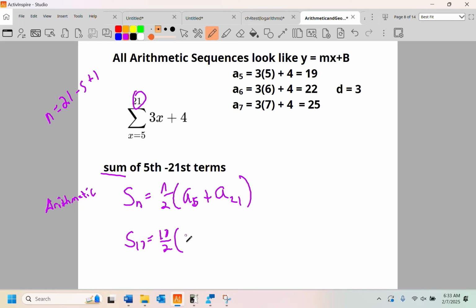The fifth term was already found. It was 19. I am going to need to find the last term, a sub 21. That has to be done. 3 times 21 ought to be 63. If you add 4, you get 67. Let's see how much of this I can do by hand. So 19 and 67 is going to be 86. Half of 86 is 43. So that's going to be 400 plus 280 plus 21. 701.